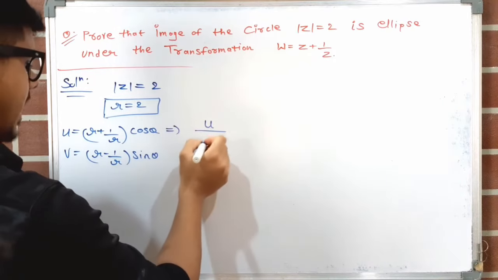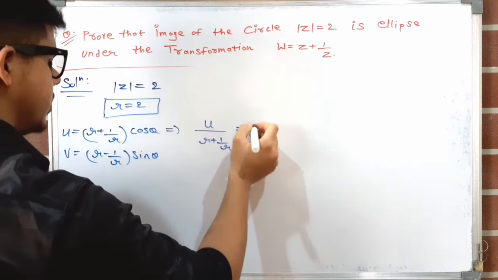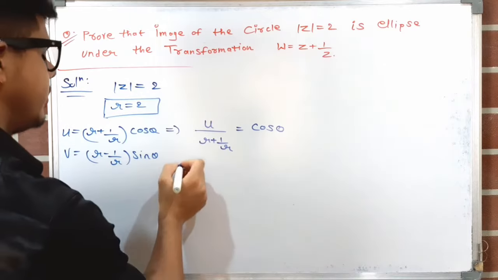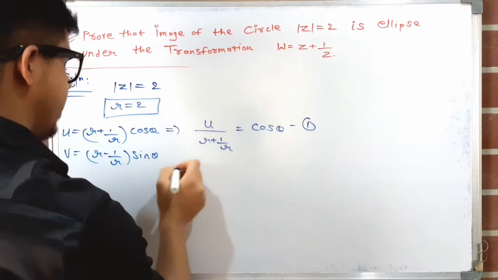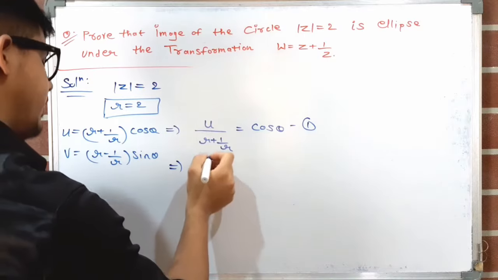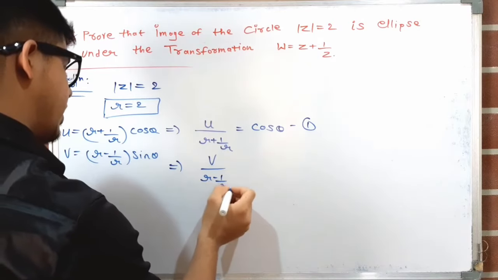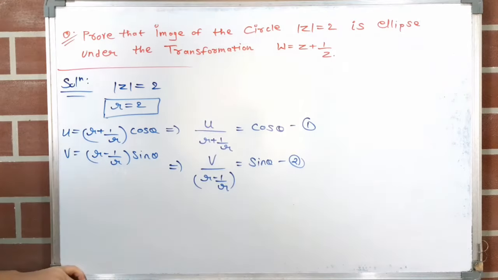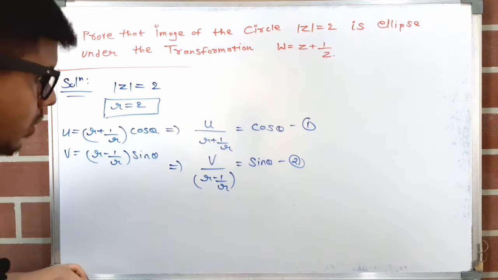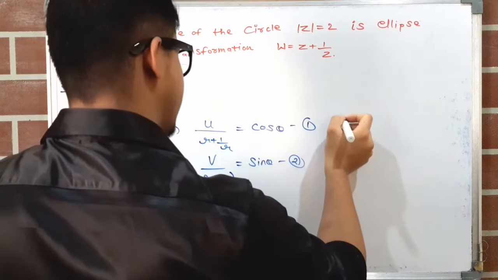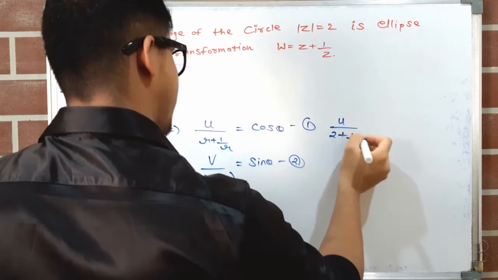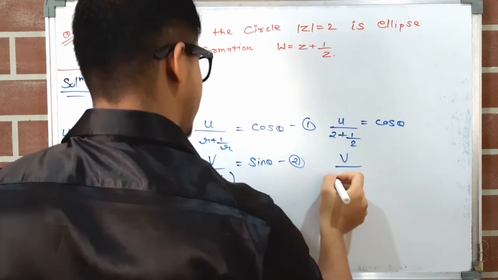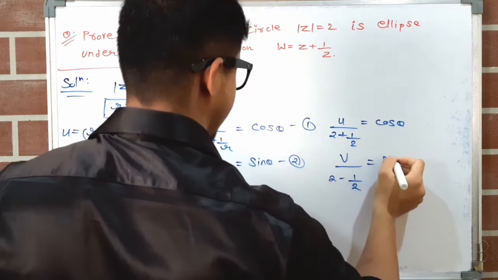That means u upon r plus 1 upon r is equal to cos theta. So here we brought the radius term in the denominator. So this is equation number 1. Similarly from v also, v upon r minus 1 upon r is equal to sin theta. Okay, so equation number 2. Now you can see here r is equal to 2. So put r equals 2 in equation 1, you will get u upon 2 plus 1 upon 2 equals cos theta, and v upon 2 minus 1 upon 2 equals sin theta.